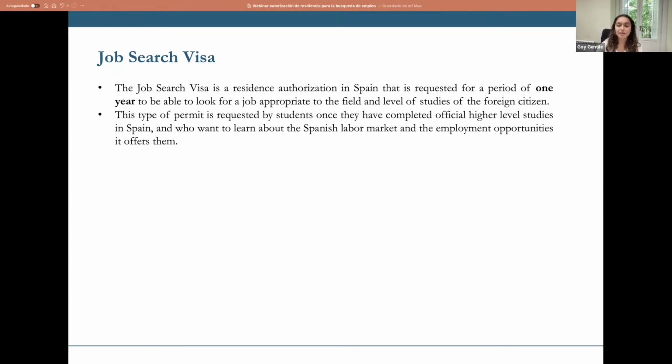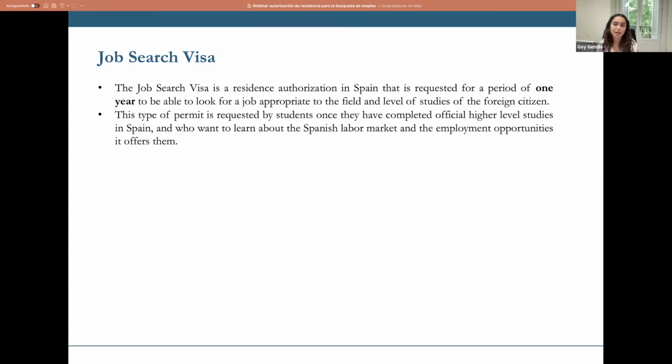So this residence permit allows its holders to reside in Spain for 1 year, which is not renewable nor extendable, and it gives them the opportunity to actually look for a job, look for an opportunity of employment related to their level of studies. So in this case, it is important to highlight that the person who is interested in applying for this type of permit shall finish their studies once the permit has been granted.